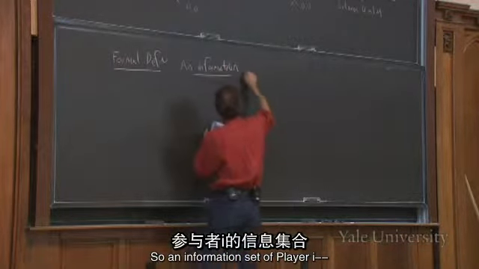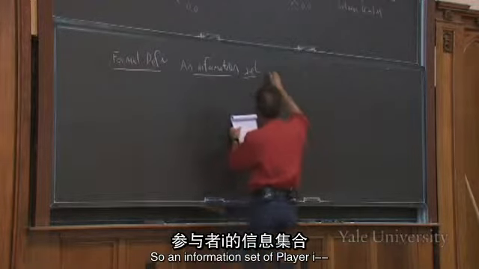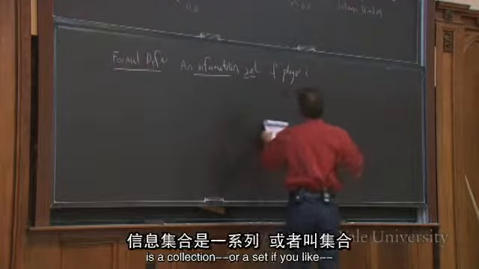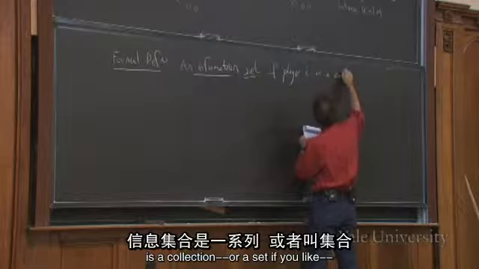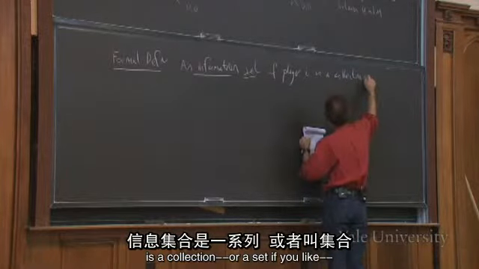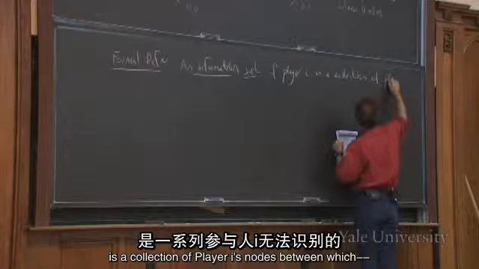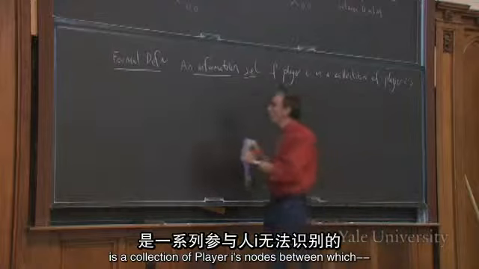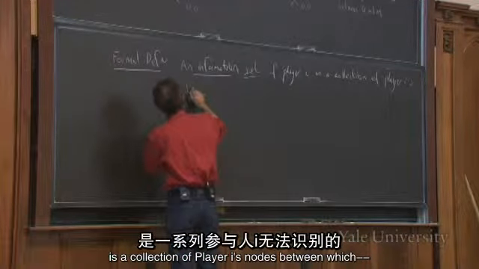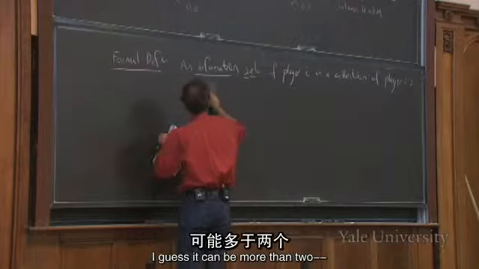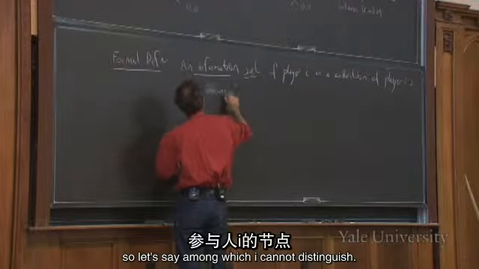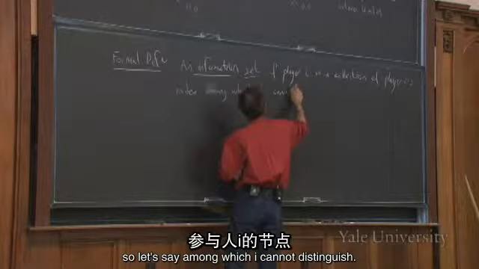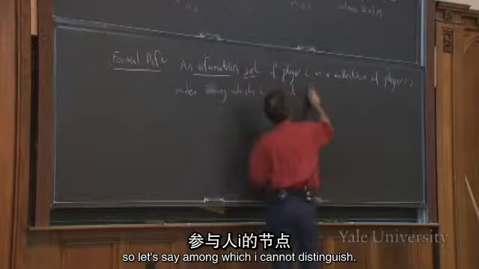So an information set of player I, in this case above player 2, but more generally of player I, is a collection, or a set if you like, of player I's nodes among which I cannot distinguish.